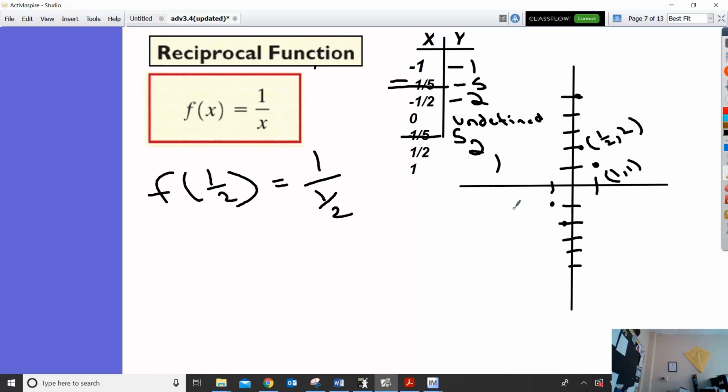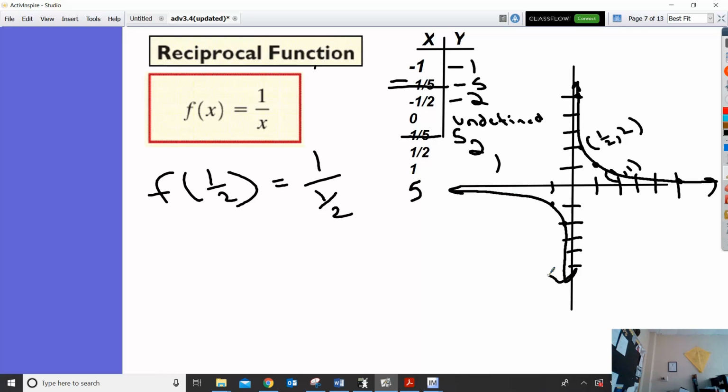What would happen if I plugged in, like, I don't know, an actual 5? What would I get back? If I plug in a 5 right here, what would I get back? 1/5. That's getting close to the x-axis, isn't it? So this piece looks like this. This thing has origin symmetry. The bottom looks like that.